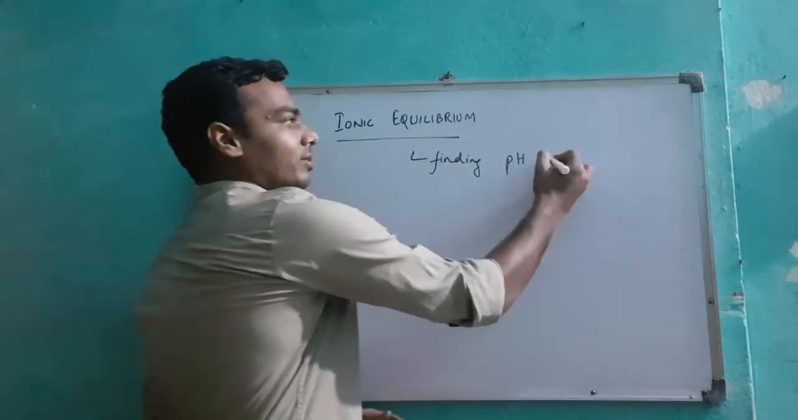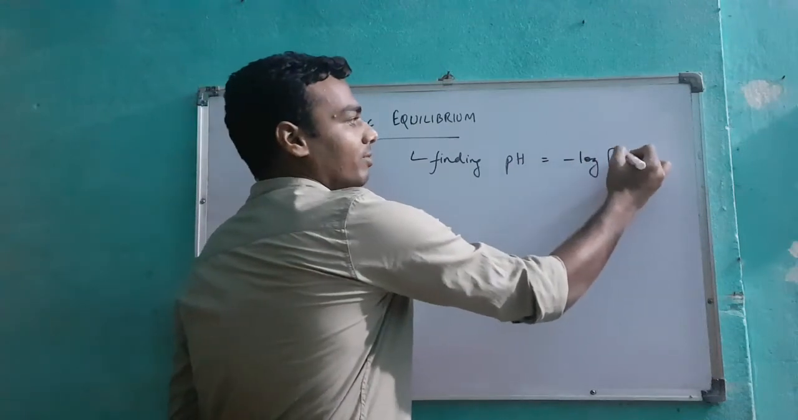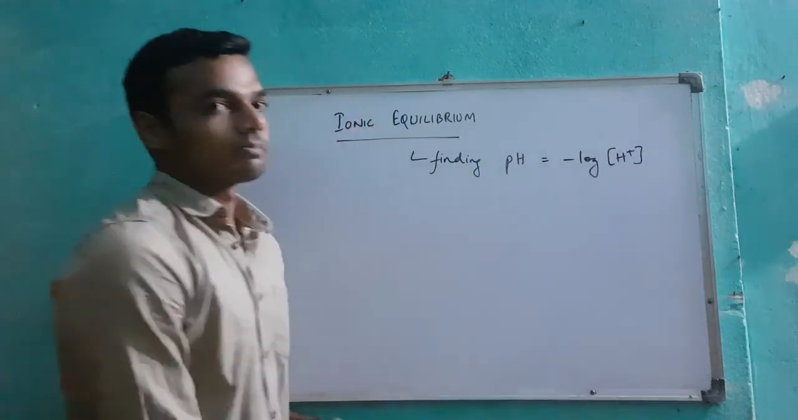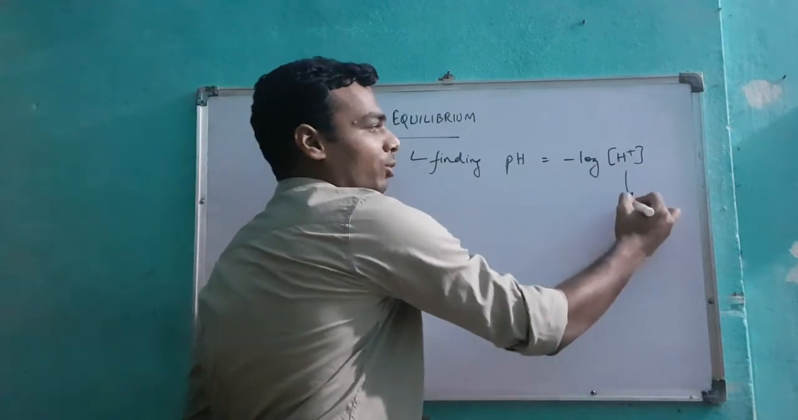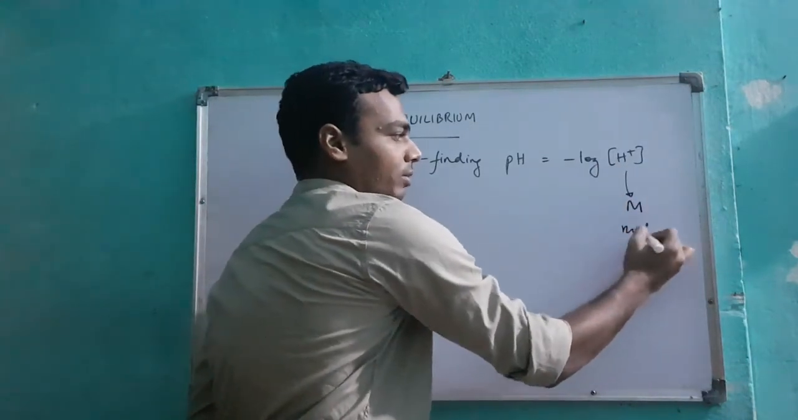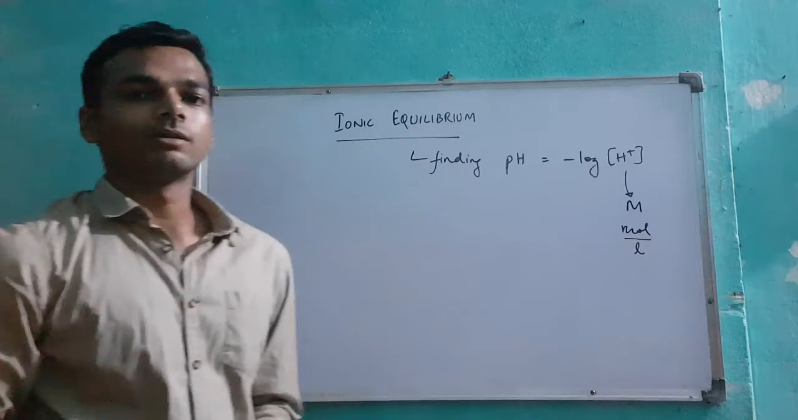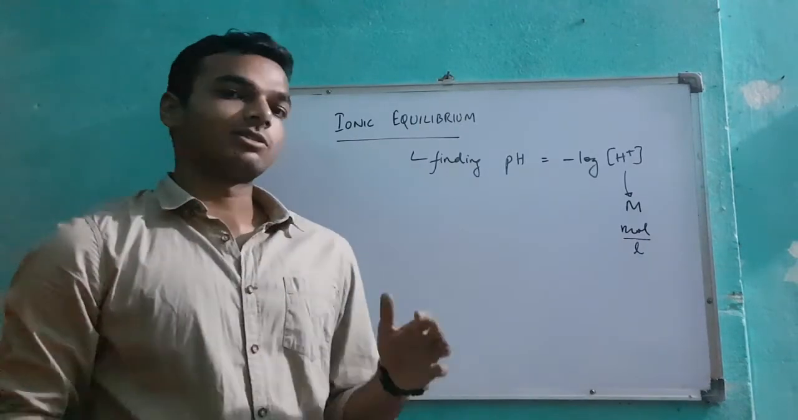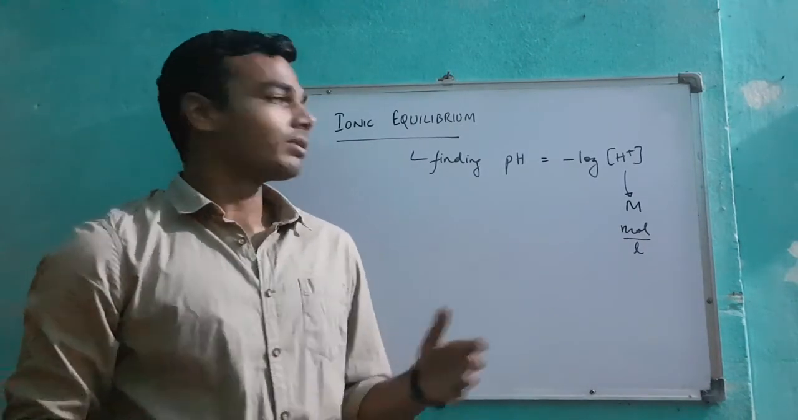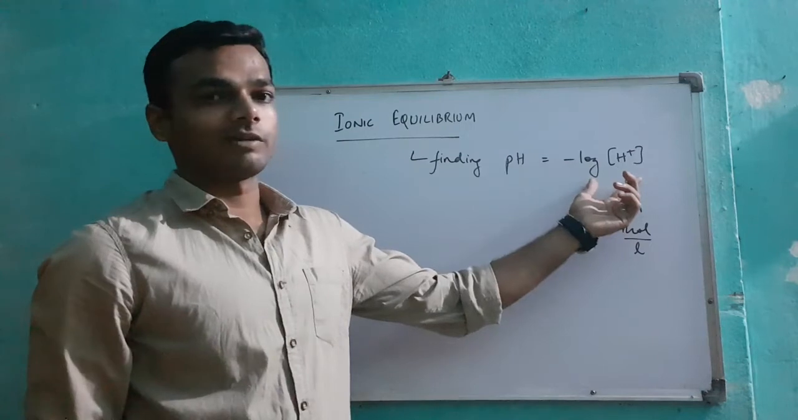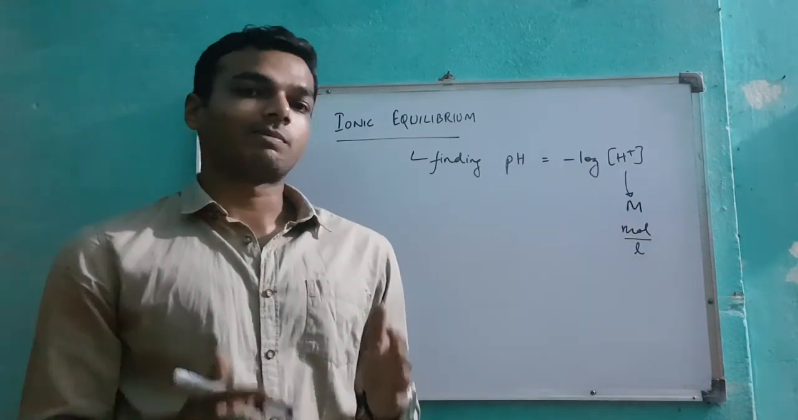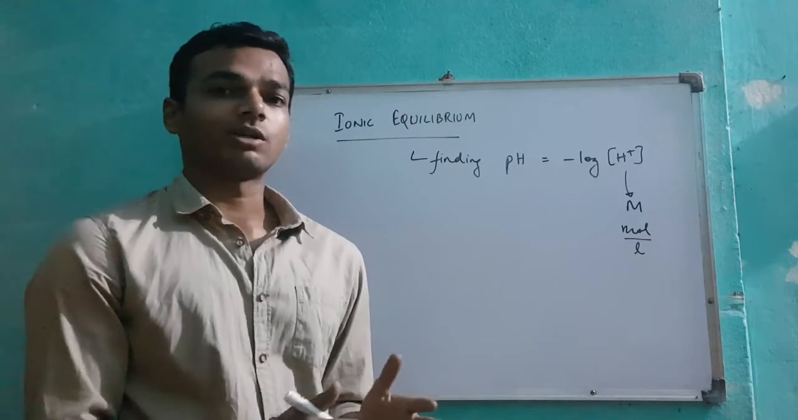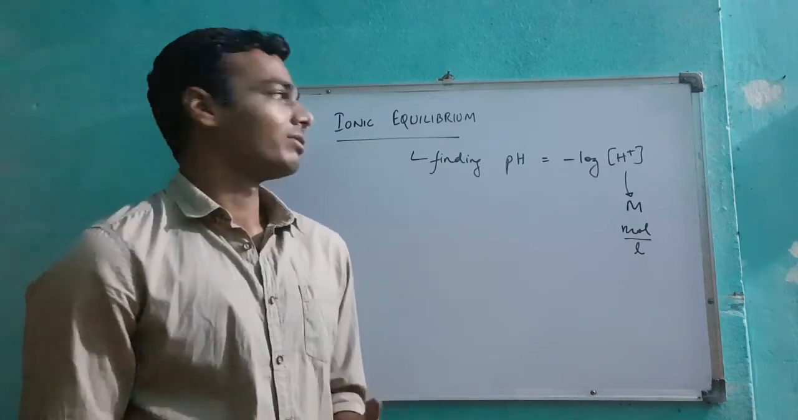Now pH stands for minus log of the concentration of H plus. To find this value, the concentration of H plus should be in the units of molar or mole per liter. So if the H plus concentration is 10 power minus 5, log of 10 power minus 5 will give you minus 5, minus of that would give you 5. So essentially, an H plus concentration of 10 power minus 5 molar results in a solution of pH equal to 5.